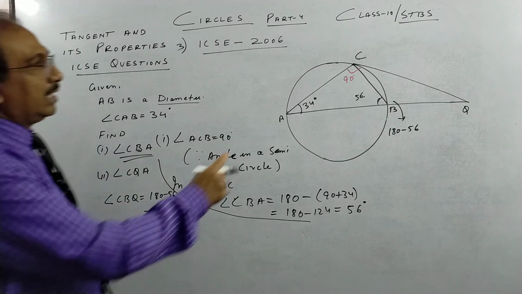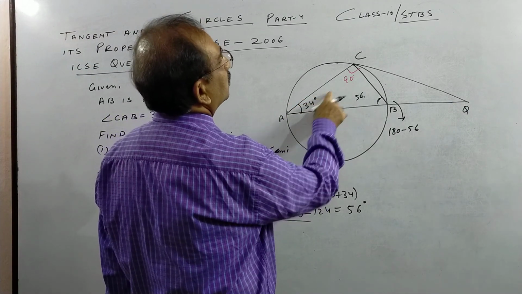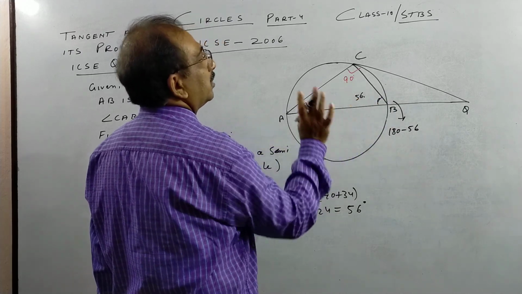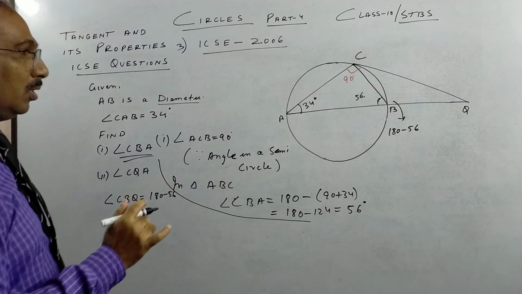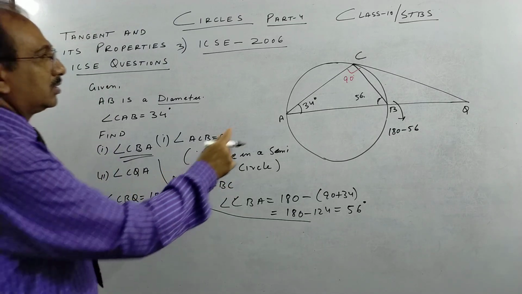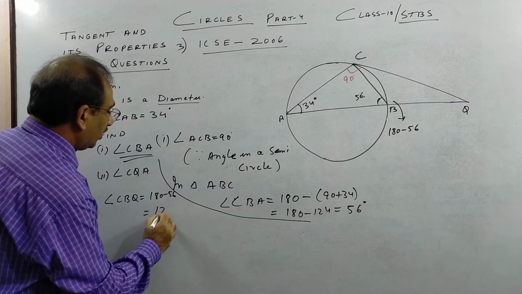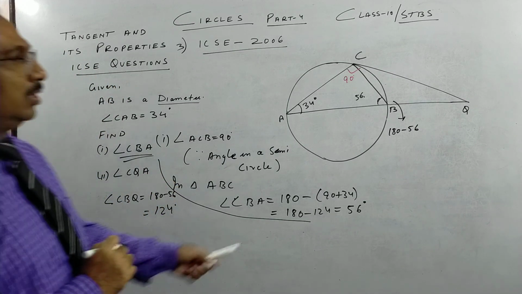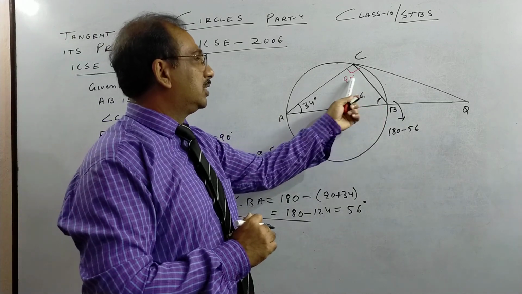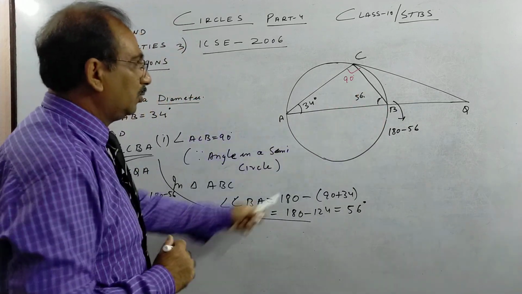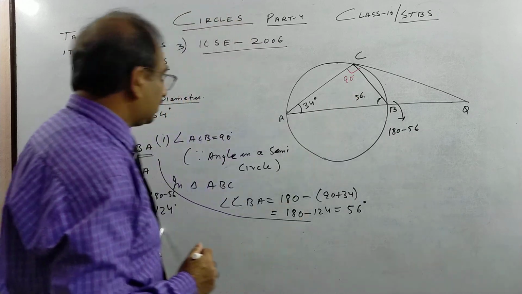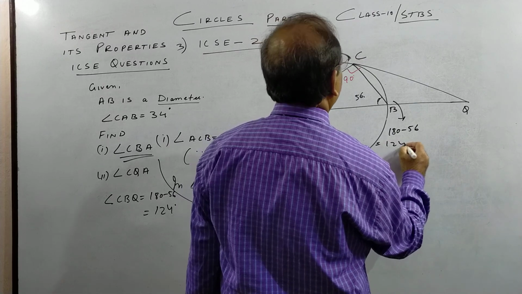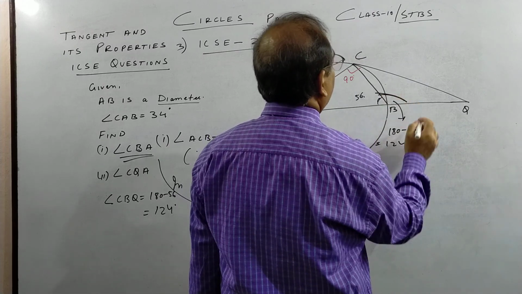Or this angle you can get as exterior angle is equal to sum of interior opposite angles. Another way, this angle is equal to this plus this. So that also you can do. Both ways you will get the same answer. 90 plus 34, this will give you 124. Anyway you do, exterior angle is equal to sum of interior opposite angles, or 180 minus this is this. So both ways, children, we get 124.